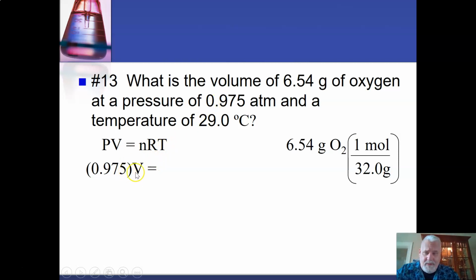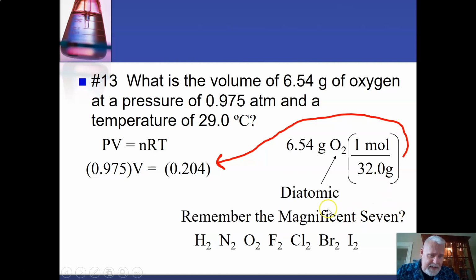That's totally up to you if you want to do that. It's just sort of another little angle that I decided to show you. So this little N right there stands for the number of moles. And you have to remember that the gas is diatomic. That's a big hint for this problem. And then I would list out the Magnificent Seven. That is when they are by themselves, they like to be diatomic. So make sure you have that list for this problem. And that's why we divided by 32.0 instead of 16.